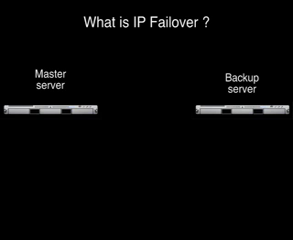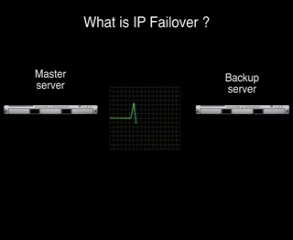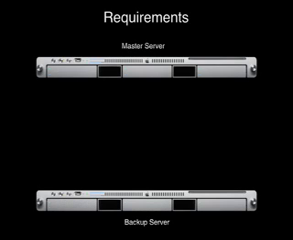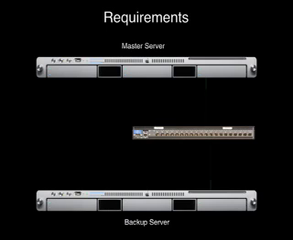While the master is functioning properly, it sends a heartbeat to the backup to let it know that everything is okay. Some good examples for using IP failover would be the need to have high availability of AFP services or web services.